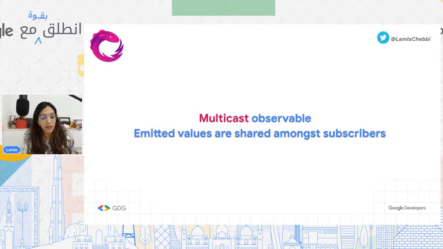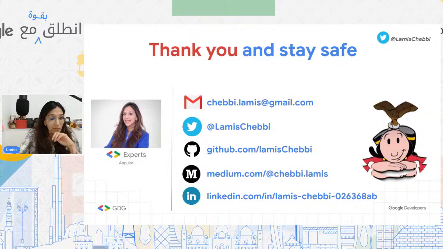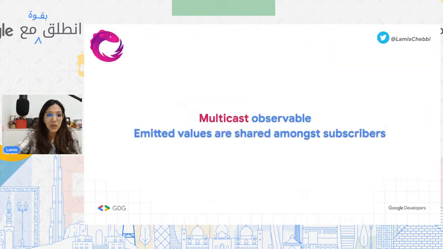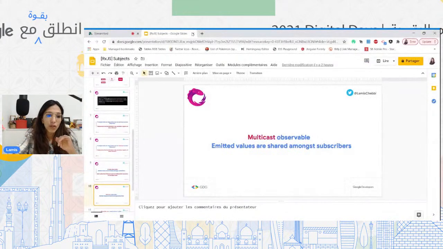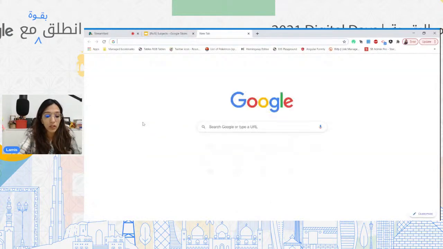Multicast is the opposite. Multicast observables are observables whose emitted values are shared among subscribers. If you have more than one subscriber, all the values are shared among all the subscribers. It's not an independent execution, it's the same execution, and that's what makes it multicasted. So let's move directly now to the code.